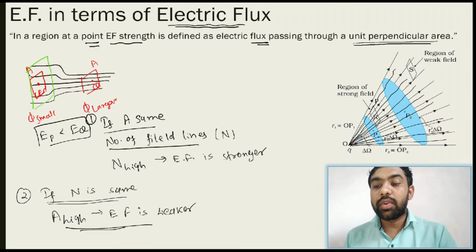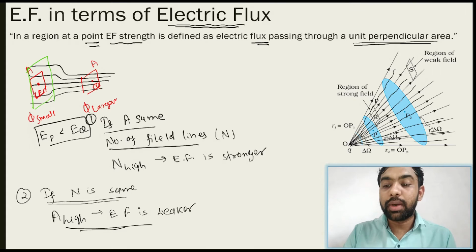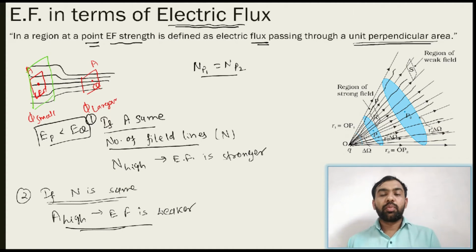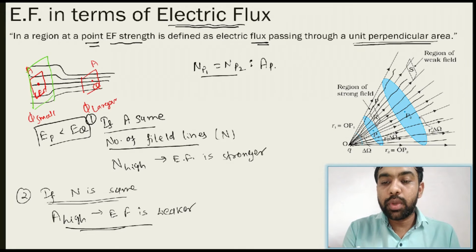So you consider the area P1 and P2. Through this P1 and through this P2, in both these planes the same number of field lines are passing. Whatever field lines pass through this area, the same field lines pass through this area. It means the number of field lines at P1 is equal to the number of field lines at P2. But which area is smaller? So area of P1 is smaller than area of P2. It means electric field at P1 is greater than electric field at P2.